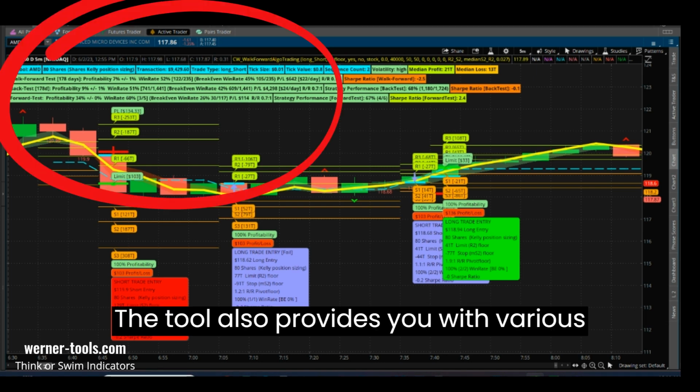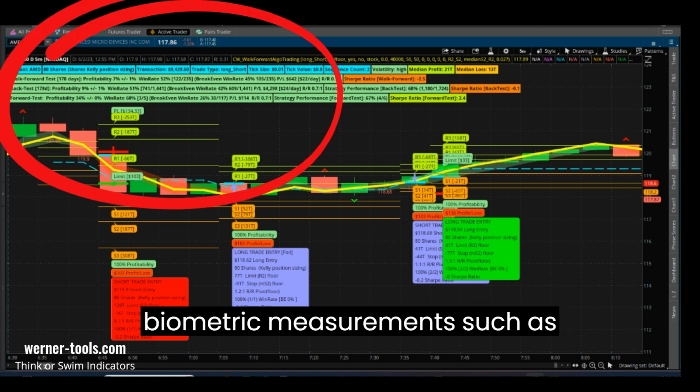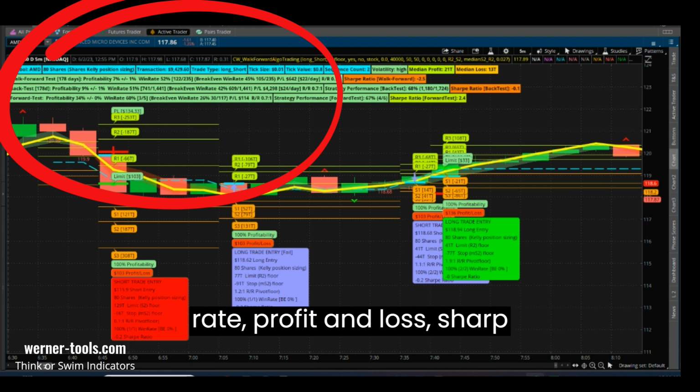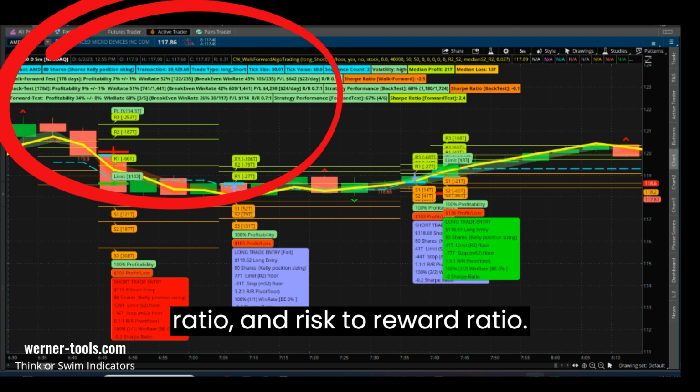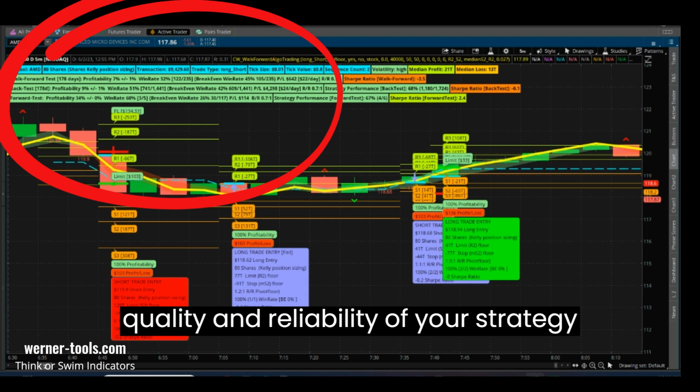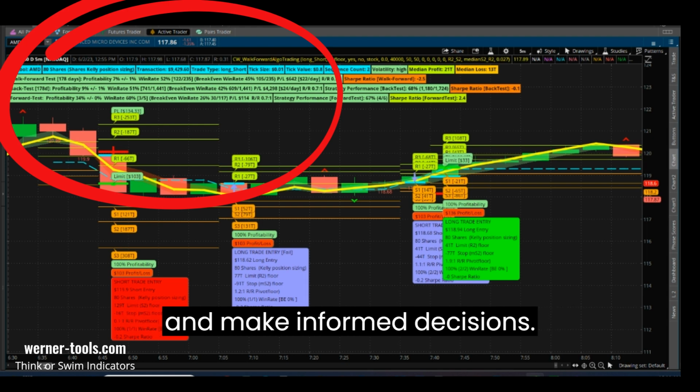The tool also provides you with various biometric measurements, such as profitability, win rate, break-even win rate, profit and loss, Sharpe ratio, and risk-to-reward ratio. These metrics help you to assess the quality and reliability of your strategy and make informed decisions.